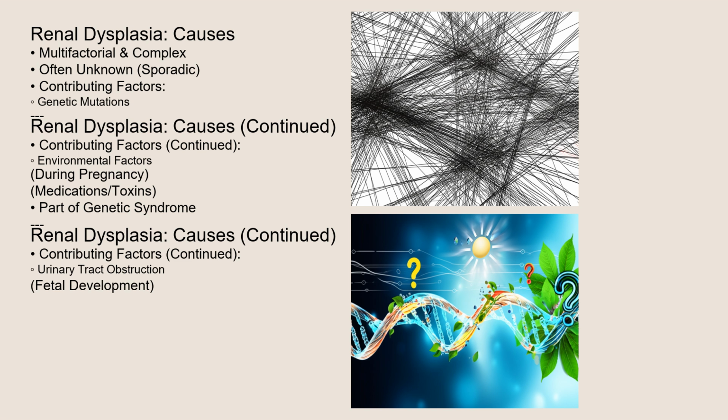Genetic mutations, particularly in genes involved in kidney development, play a significant role. Environmental factors during pregnancy, such as exposure to certain medications or toxins, can also increase the risk. In some instances, renal dysplasia can be part of a larger genetic syndrome, meaning it occurs alongside other birth defects. Finally, urinary tract obstruction during fetal development can also contribute to abnormal kidney formation, resulting in renal dysplasia.